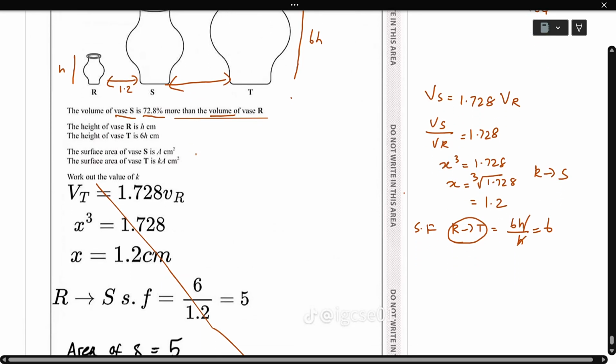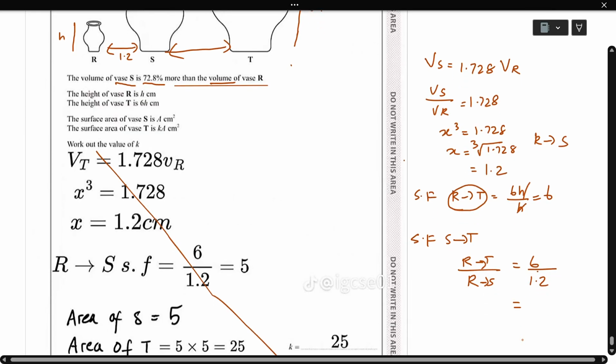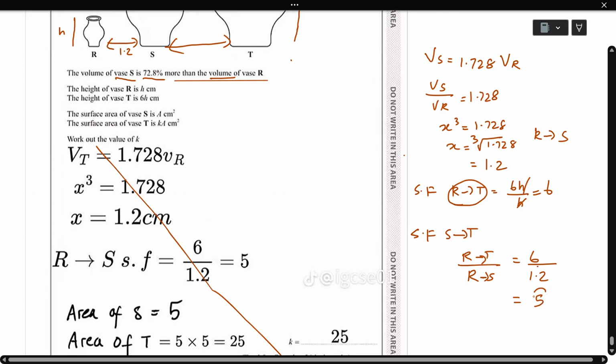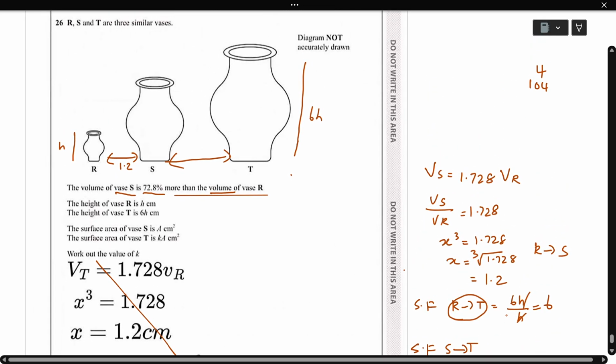So the scale factor of S to T is the scale factor of R to T over the scale factor of R to S, which is 6 over 1.2, which is equal to 5. So the S to T scale factor equals 5.